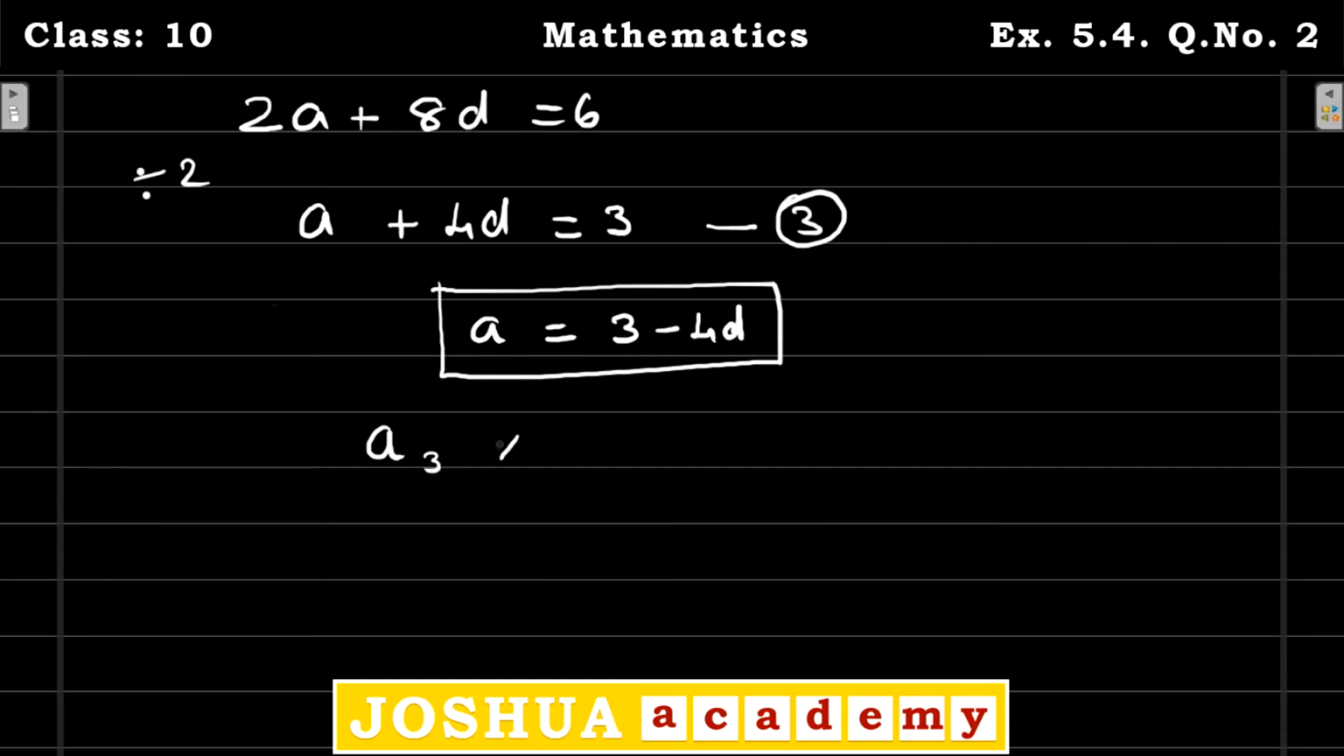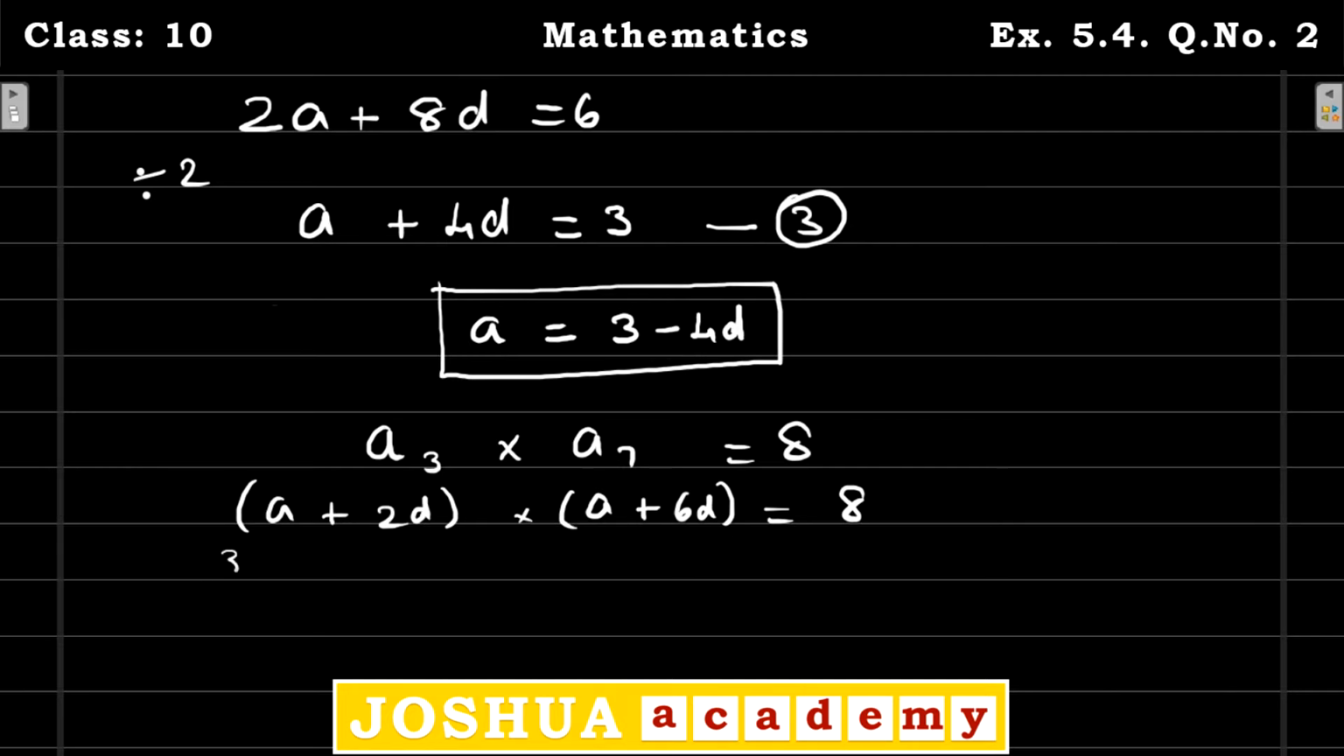Now substitute this value, A equal to 3 minus 4D, in the expression we already derived from the question, that is, the product of the third term and the seventh term is equal to 8. What is the third term? A plus 2D. And what is the seventh term? A plus 6D. That is equal to 8 as per the question. Now instead of A, I am going to substitute 3 minus 4D. So this statement will change to 3 minus 4D plus 2D times, again instead of A, substituting 3 minus 4D plus 6D, that is equal to 8.